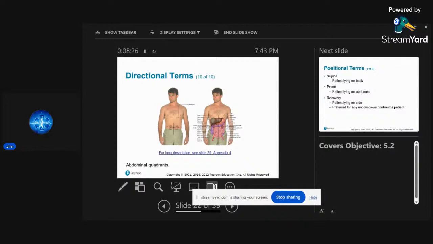And your kidneys. Remember, your kidneys are not actually in a quadrant. They're in the retroperitoneum, which is behind the peritoneum. The peritoneum is this lining that holds all your organs in, and they're outside of that lining in the retroperitoneum.